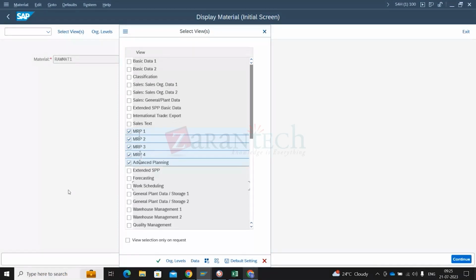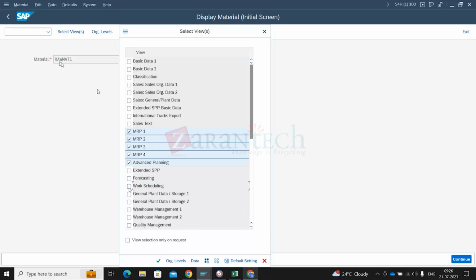This MRP 1 to 4 and also advanced planning, they have the information related to how do I procure this material, in what quantity I procure this material, what is the MRP type for that. If I have to always produce in the lot of 100, or I have to always produce minimum 5,000 quantity of it, and so on. So all these are procurement related things.